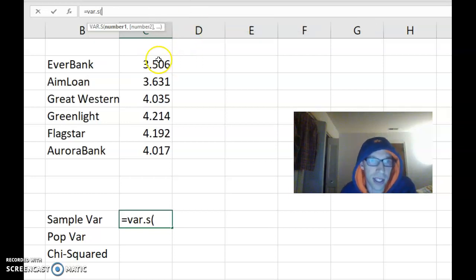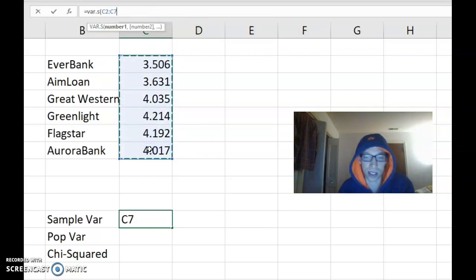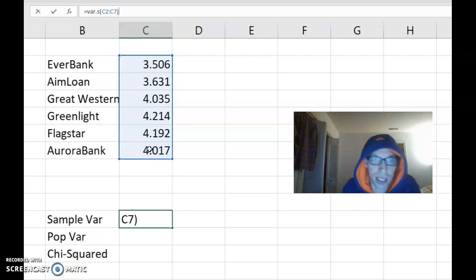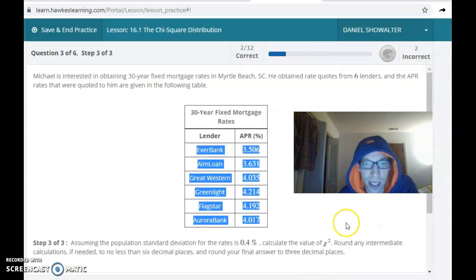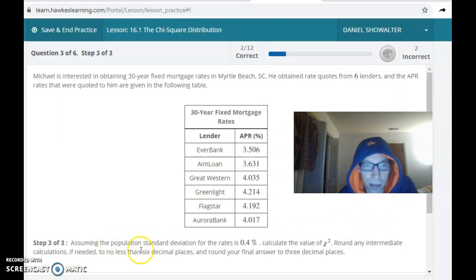So that's var.s of these. You can also get this directly on the TI calculators or Casio calculators, I believe. If you can't, just get the sample standard deviation and then multiply it by itself. And same with SPSS if you would be using that. The population variance, then we have the population standard deviation is 0.4%.